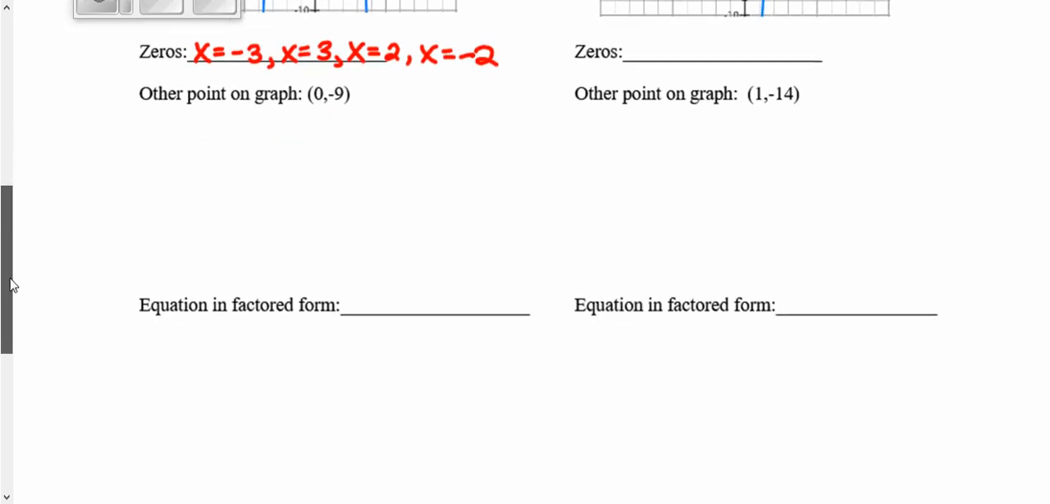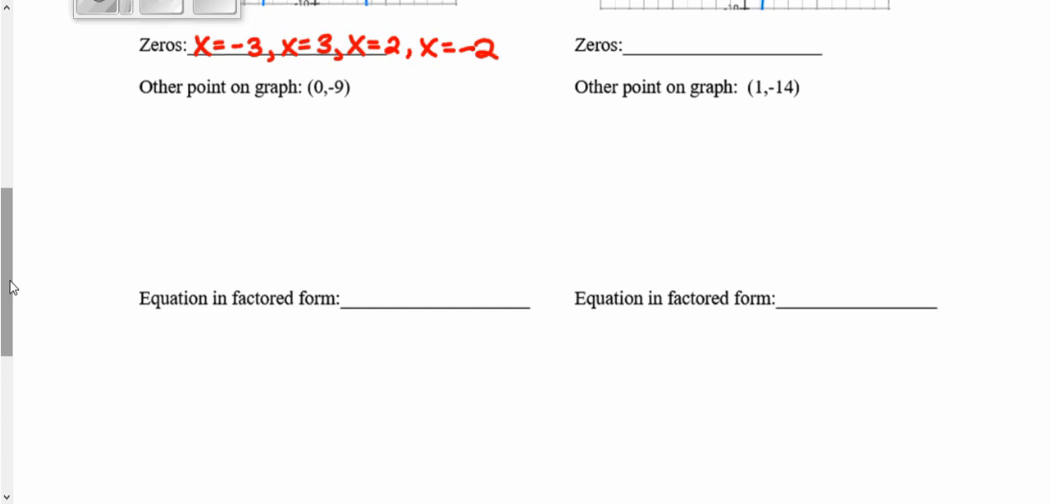Given that information, you can already write a majority of the factored form. So I'm going to write y equals, and I'm just giving myself a little bit more room. I'm going to leave a space, and I'm going to come back to that space in a second. So x plus 3, x minus 3, x minus 2, x plus 2. And I'm getting those because I'm just switching the signs from the zeros. So going from zeros to factors, just switching the signs.